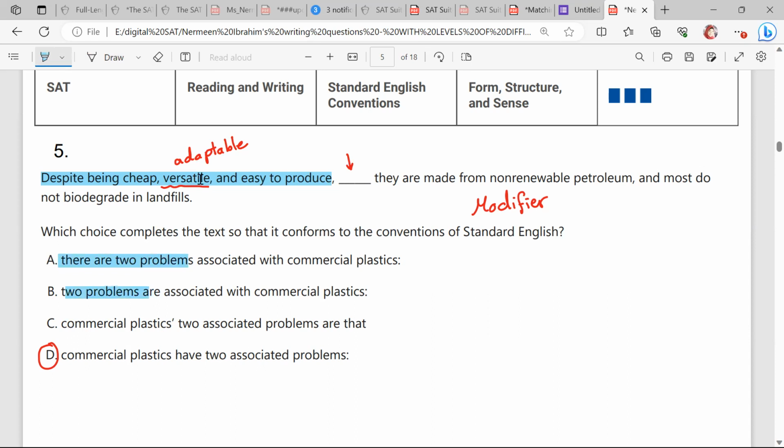The same thing here. Commercial plastics, two associated problems. Once again, it's about problems, because when I say Ahmed's book, I don't mean Ahmed, I mean his book. That's why when I say commercial plastics, two associated problems, I'm not talking about the plastics, I'm talking about their associated problems. This one is incorrect as well. So by using the process of elimination, we eliminated A, B, and C. D is the best answer, because what is supposed to be cheap, versatile, and easy to produce? Commercial plastics. Is it clear? The answer came to me immediately in the subject place.